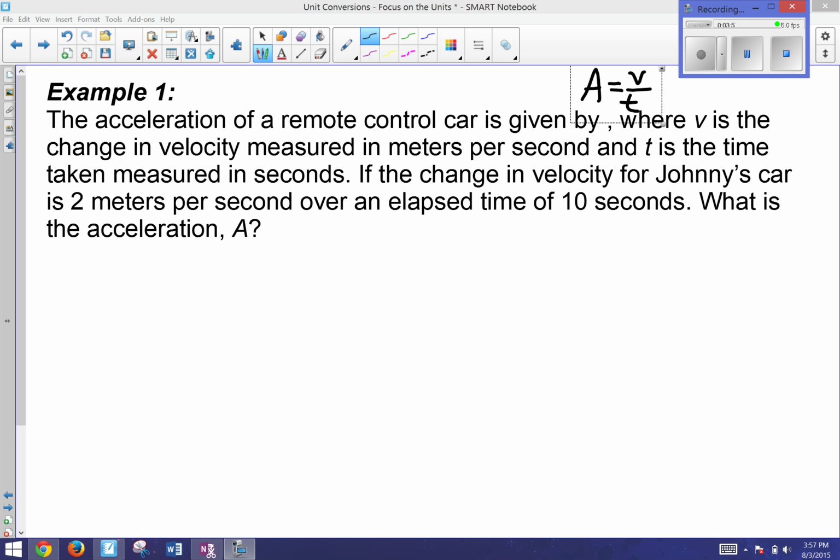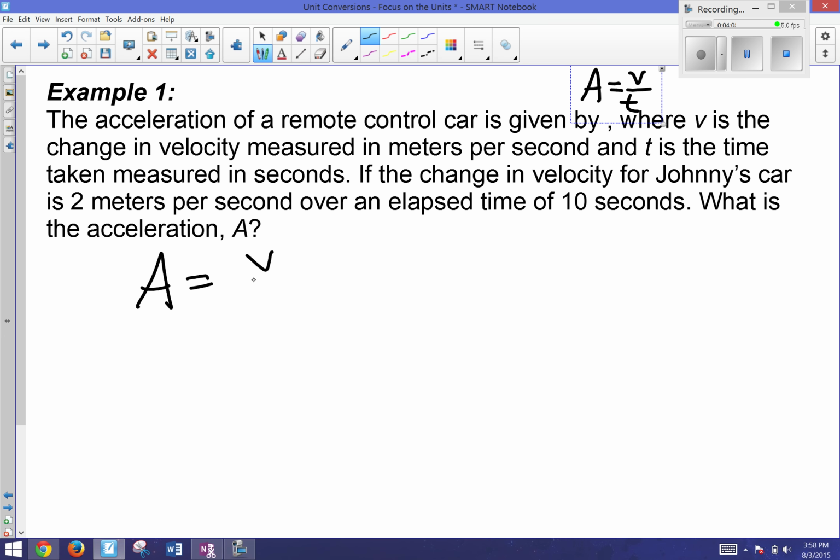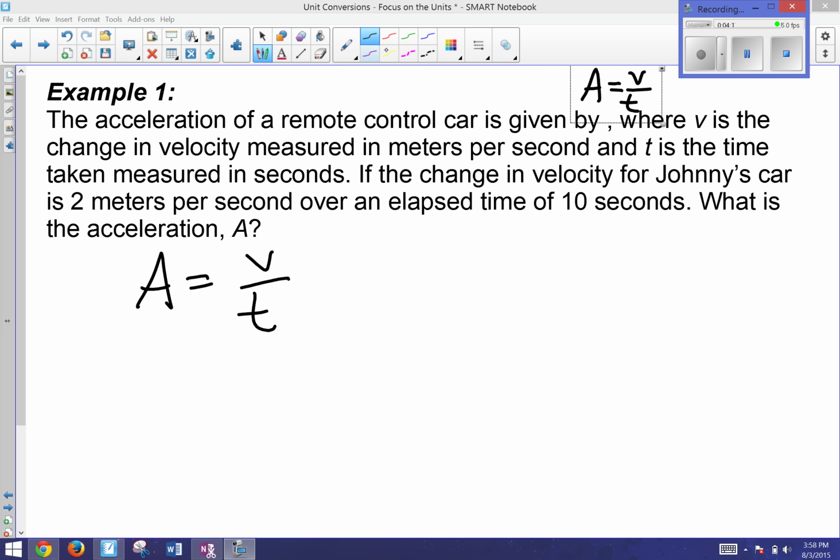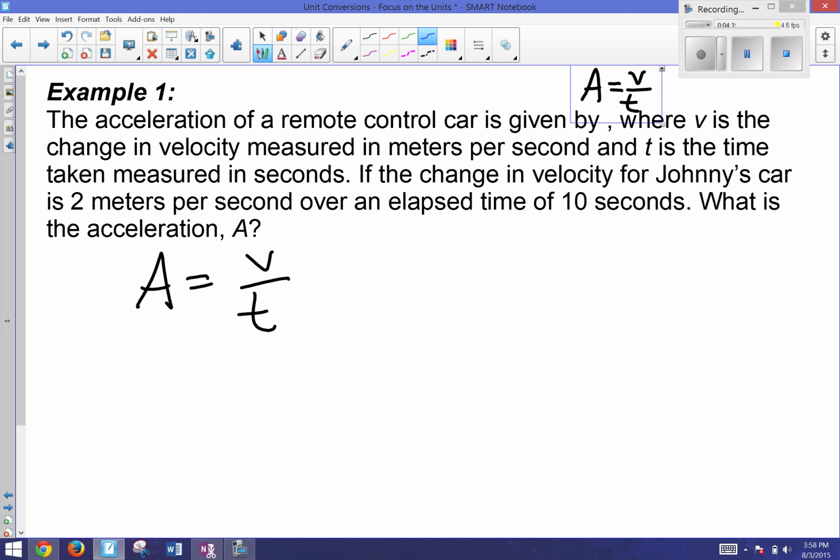Now, that's a problem that's very wordy, and it sounds like a lot going on, but we've been given a formula. Acceleration equals velocity over time. So that's the key. We've been given the information. We are simply going to plug those values into the spots where they belong. We are told in the problem that velocity, the v represents the change in velocity measured in meters per second. Well, they gave me that. Johnny's car, the change in velocity for Johnny's car is 2 meters per second. So for v, we're going to plug that in.